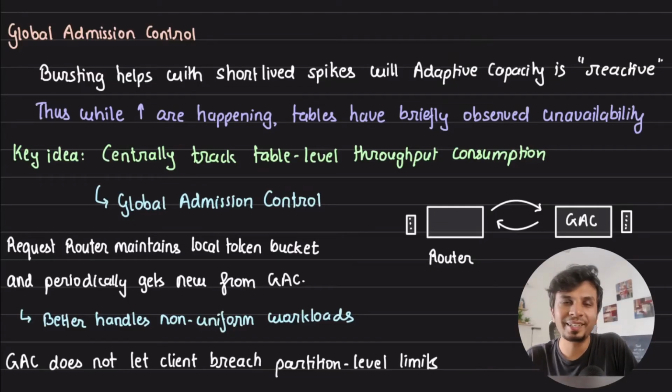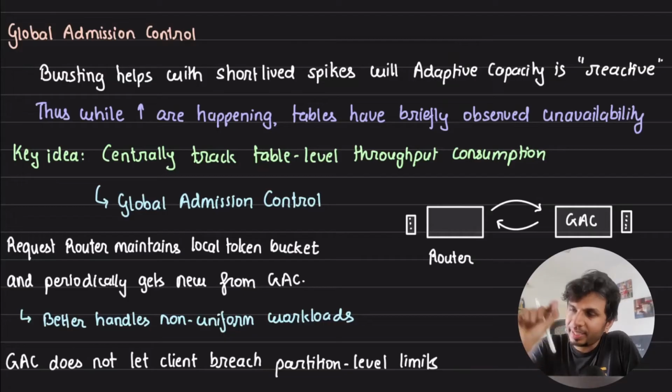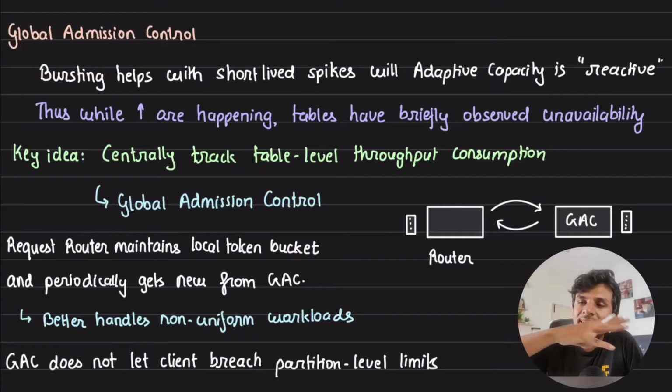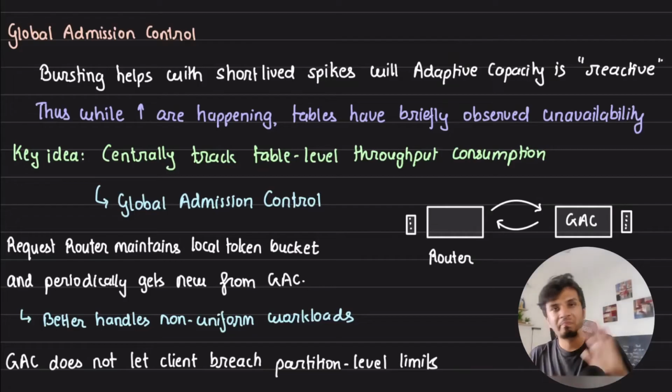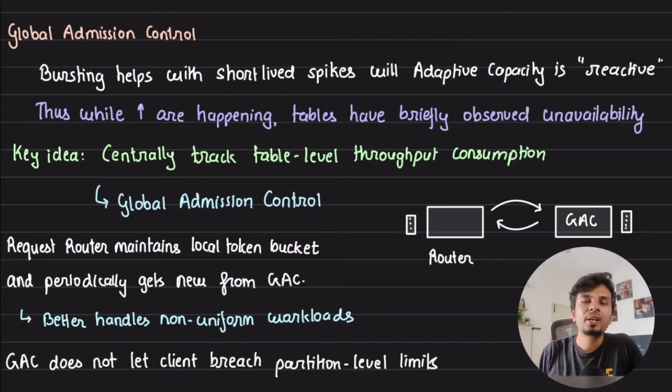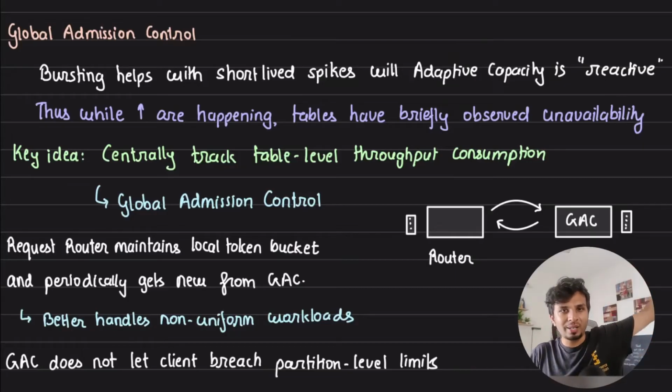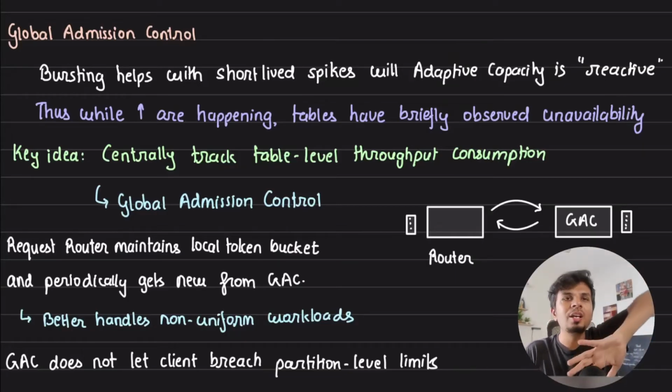Do something, right? But while this adaptive capacity kicks off, you are seeing unavailability on tables. That goes against the high availability goal of DynamoDB. So what's the idea? This is where the concept of global admission control comes in. We talked about storage admission control. Now there is a global admission control called GAC.